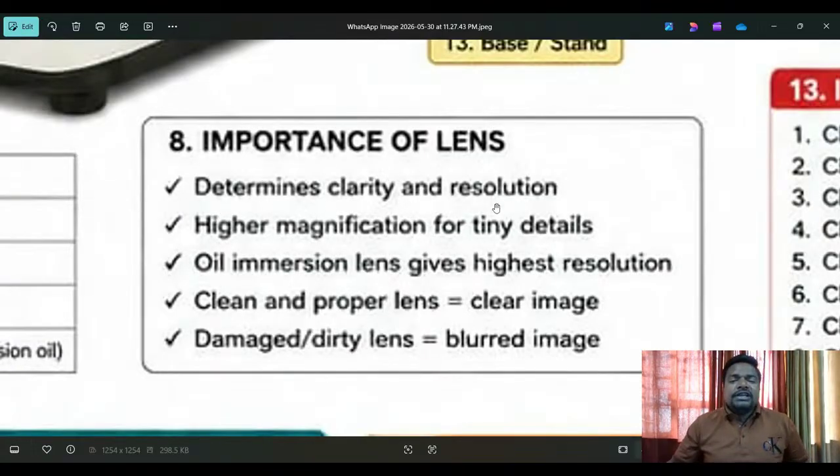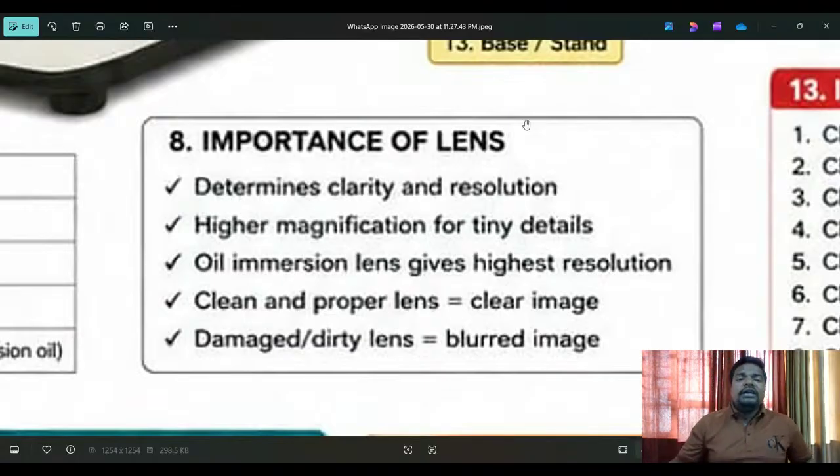Importance of lens: it determines clarity and resolution. Why lens, sir? Because without a lens, the microscope is not possible, as nothing is visible. Higher magnifications show tiny details. The oil immersion lens gives the highest resolution. A clean and proper lens equals a clear image, and a damaged or dirty lens equals a blurred image.